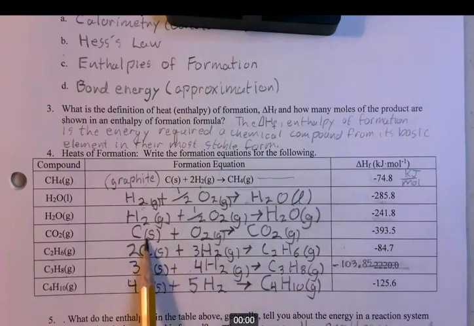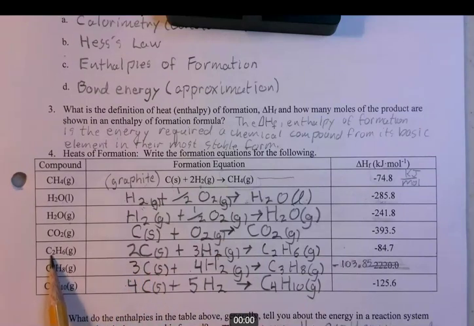Carbon dioxide, again, we use carbon in its solid form, and that's graphite, plus oxygen, and that will give you CO2. Again, always put the states of matter in. That's important in these equations. And then we have ethane.